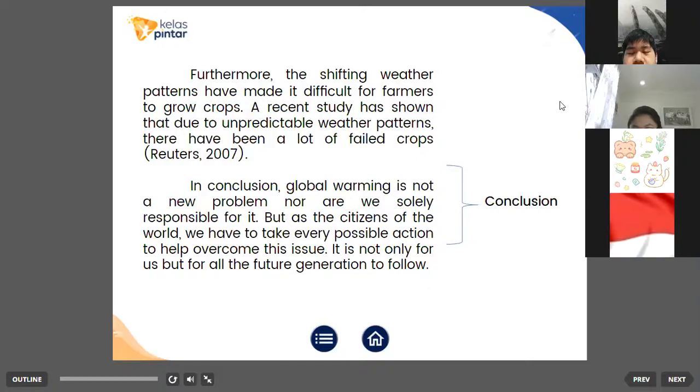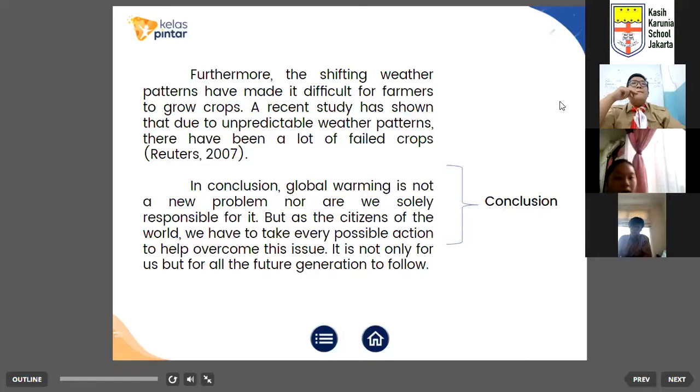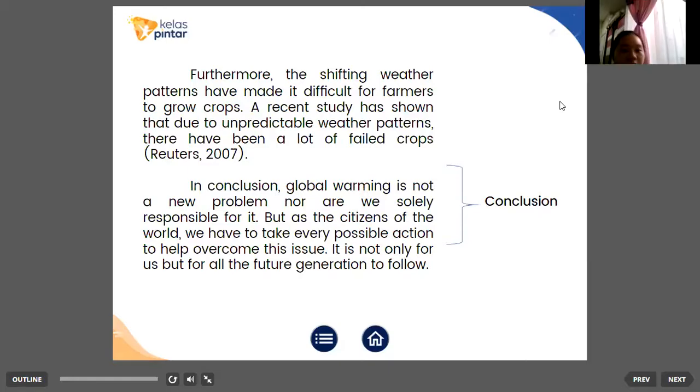Furthermore, the shifting weather patterns have made it difficult for farmers to grow crops. A recent study has shown that due to unpredictable weather patterns, there have been a lot of failed crops.